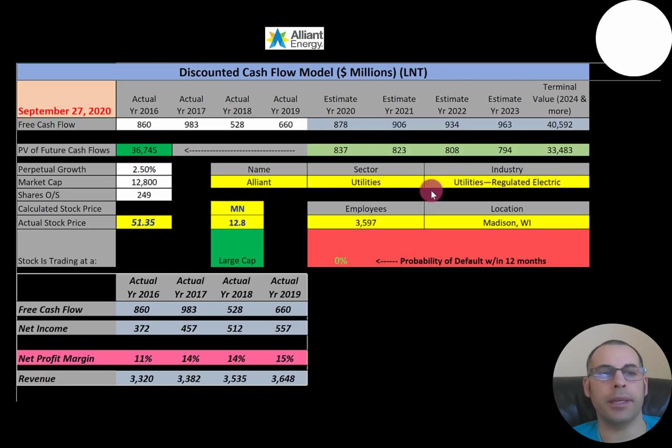The third company is Alliant. Alliant is a holding company whose subsidiaries generate and distribute electricity and natural gas in Iowa and Wisconsin. Let's get started with the model. This company has a market cap of $12.8 billion, also a large cap company. They're trading at $51 and they have 249 million shares outstanding.